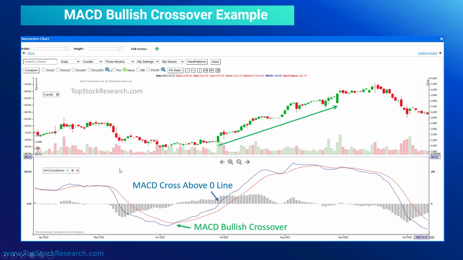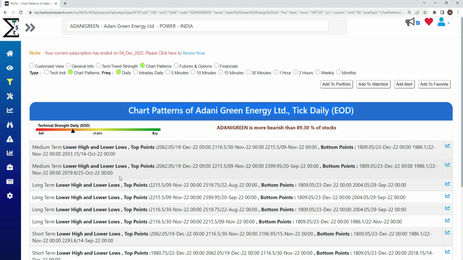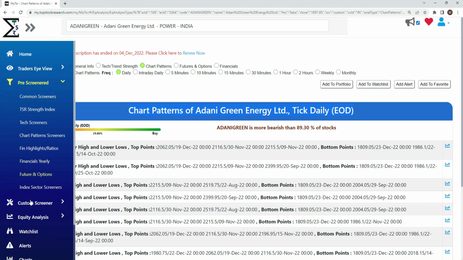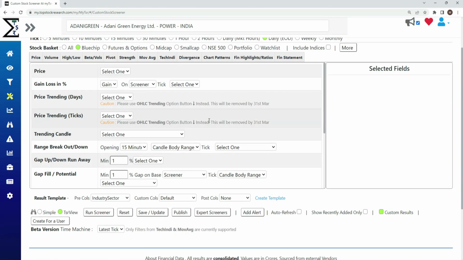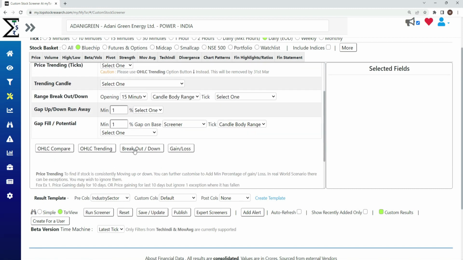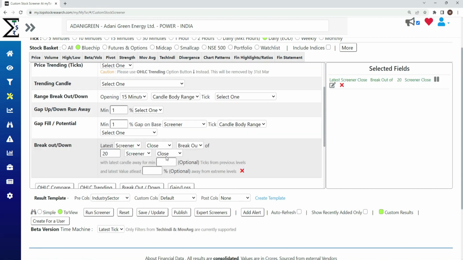I'll also suggest you use one more indicator. Of course, it's not directly related, but it would help you in a lot of things. So go to DIY screeners. In the DIY screeners, you have a breakout and breakdown. What it tells you is that the candle has broken out of the last 20 candles with a gap from the previous one of at least, let's say, 8.